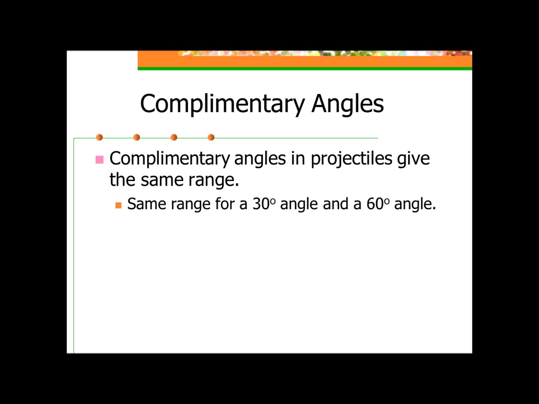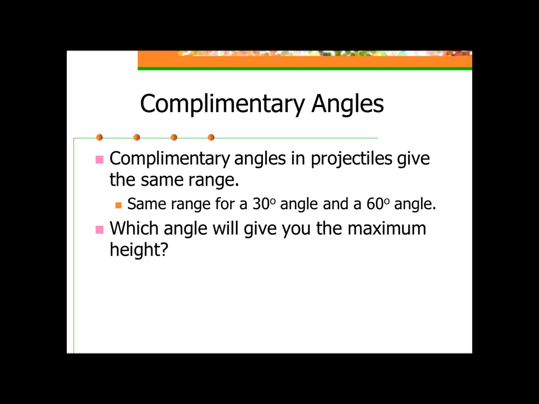The way this is significant for projectiles is that complementary angles give the same range. So if you were to shoot a projectile at the same speed at a 30-degree angle and a 60-degree angle, they would hit the ground at the exact same spot.